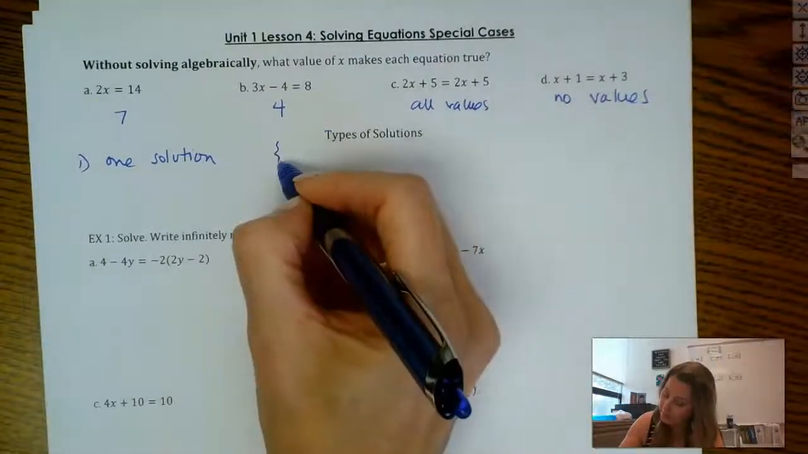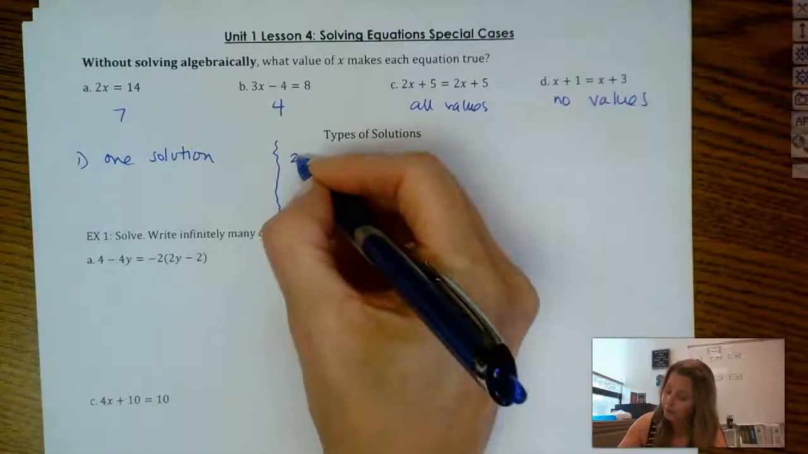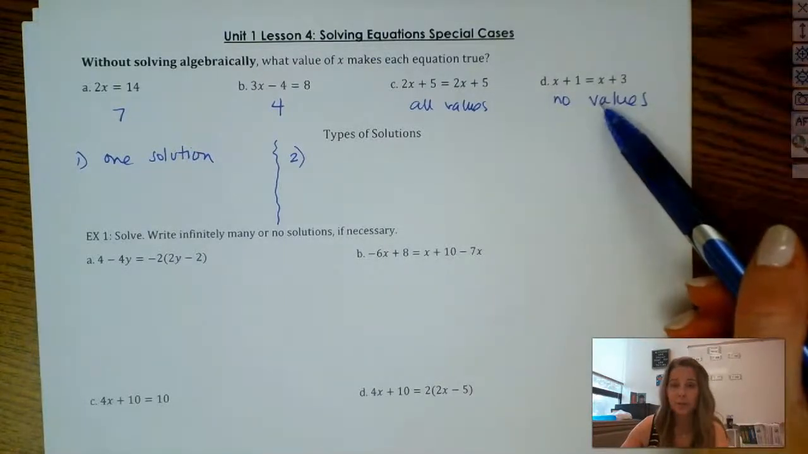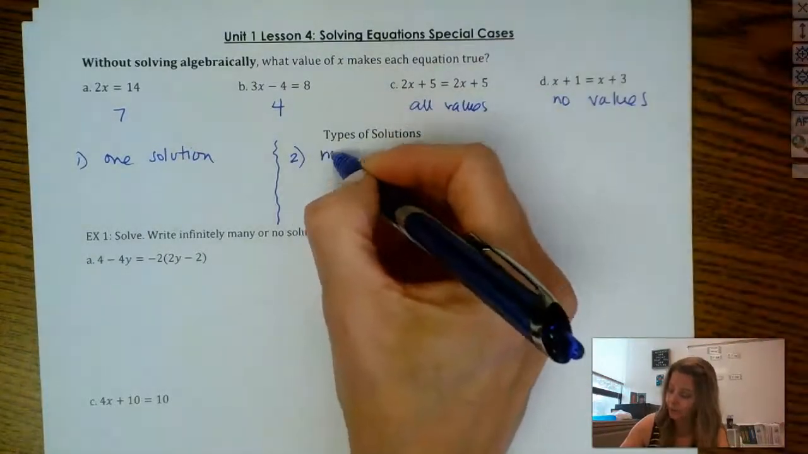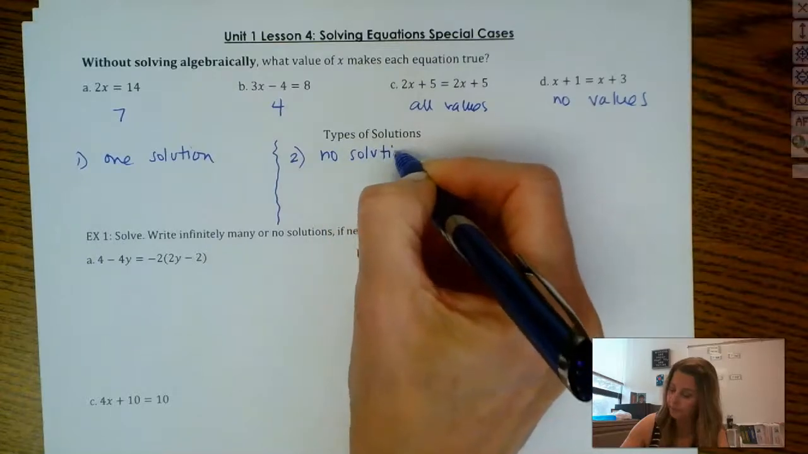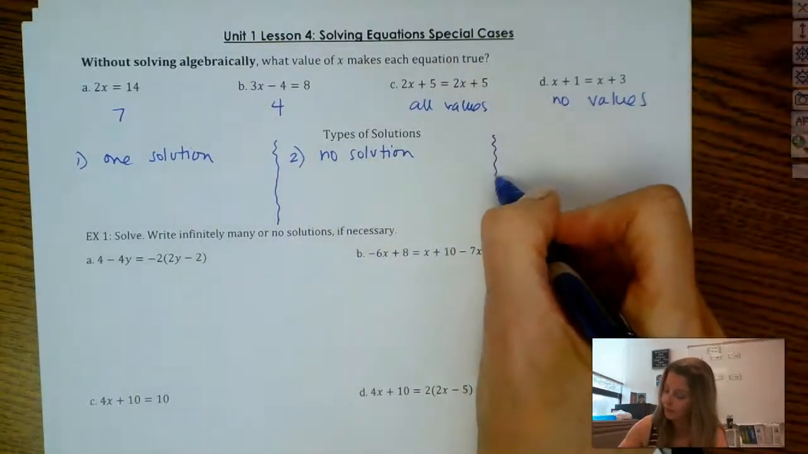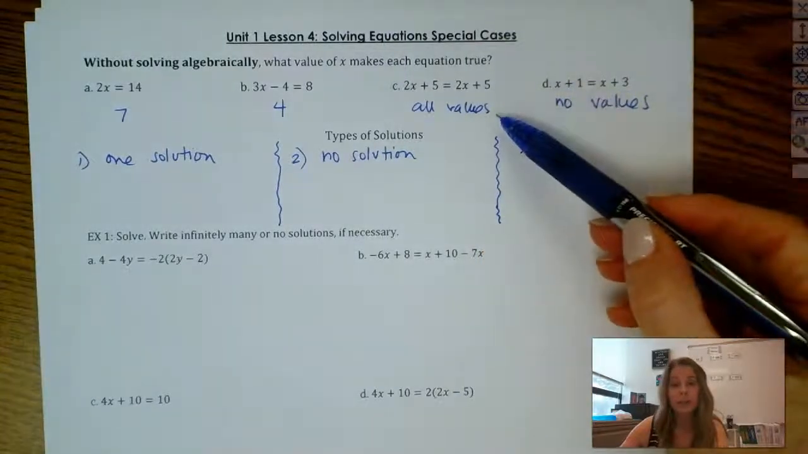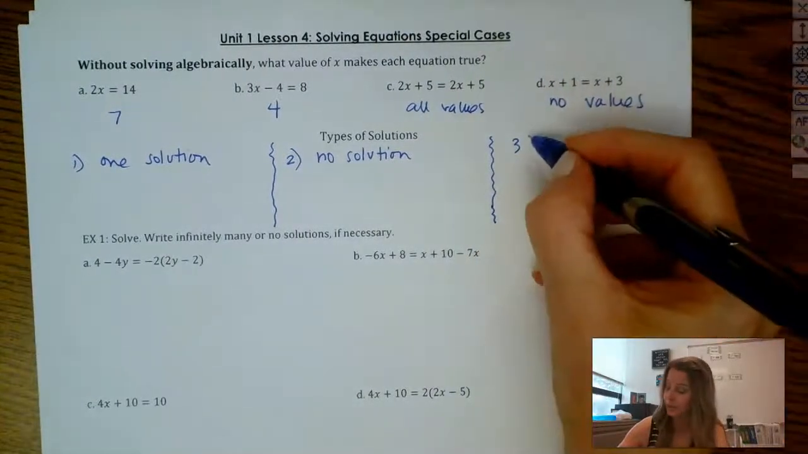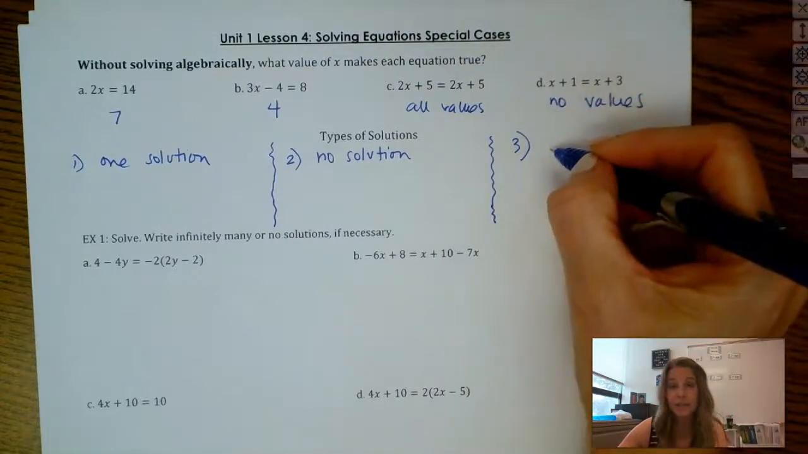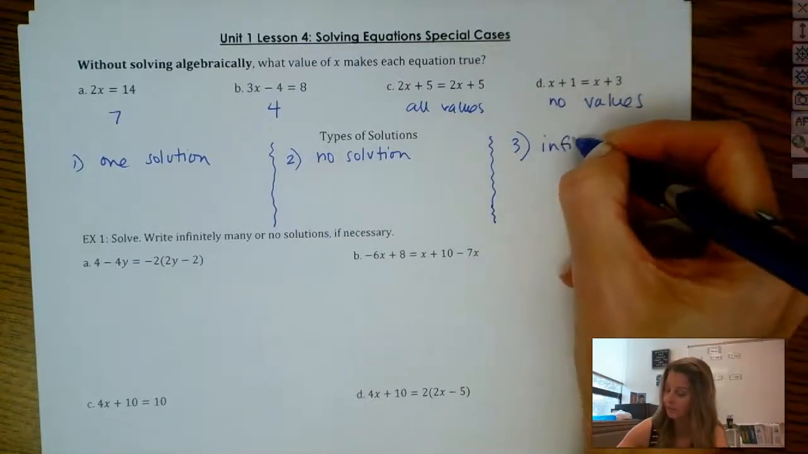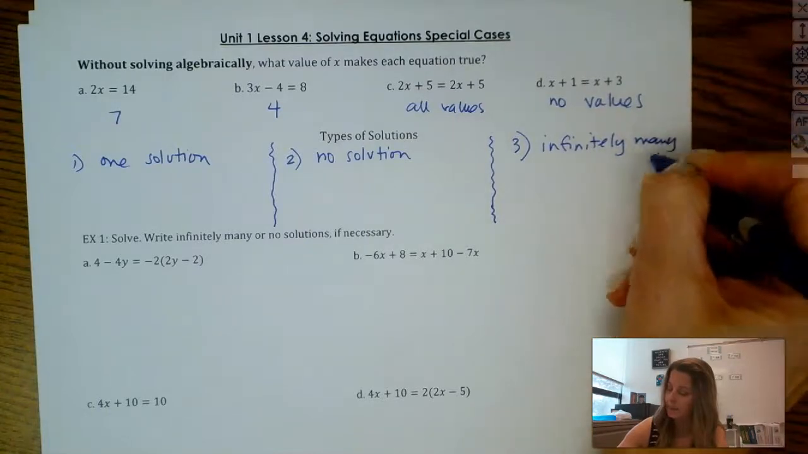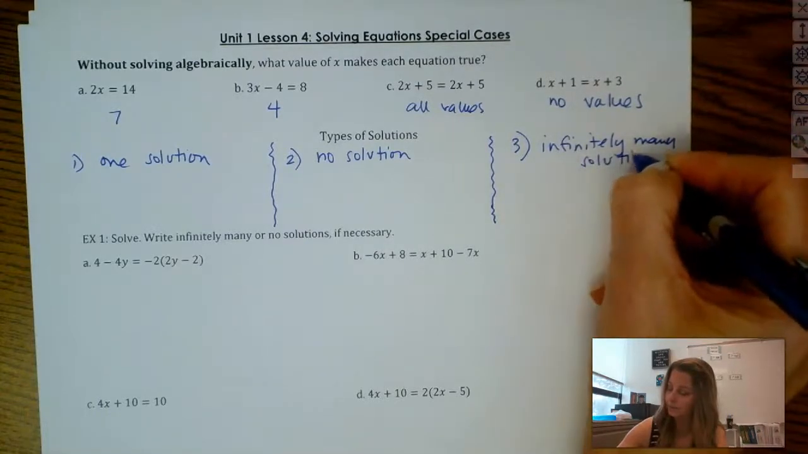I'm going to put a little divider line here. Number 2 will go along with letter D up here. What if there's no solution? We would call that no solution. All right, and then separate out number 3. This will go along with letter C. What if there's lots of solutions? Number 3 we call infinitely many solutions.